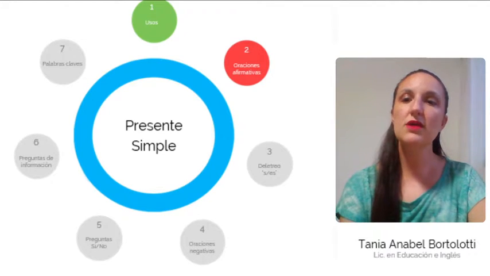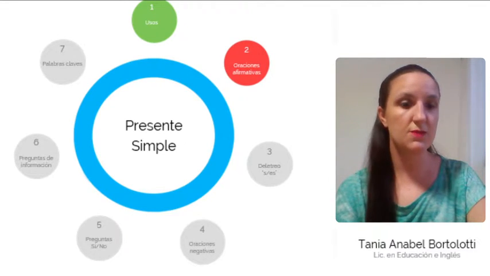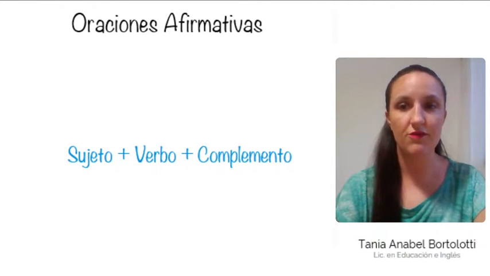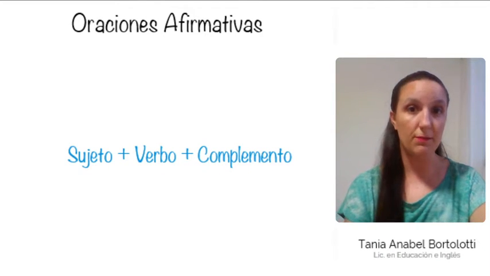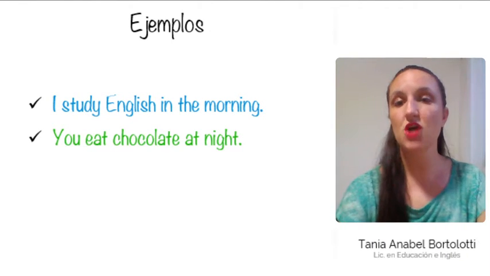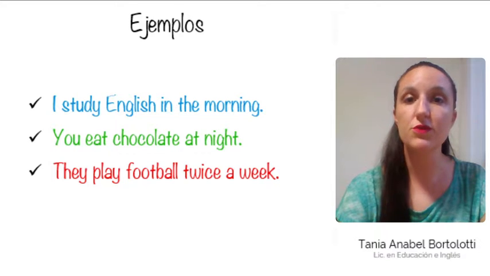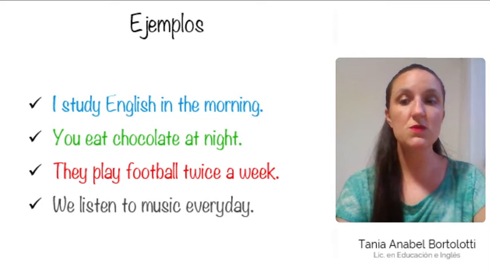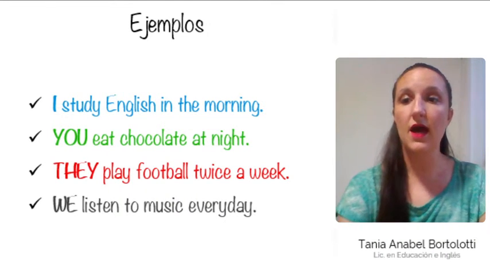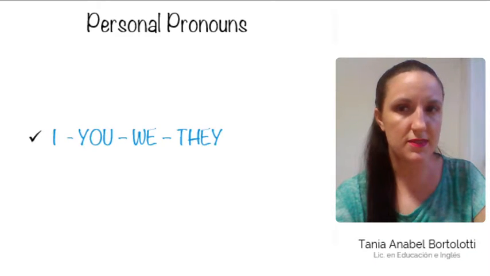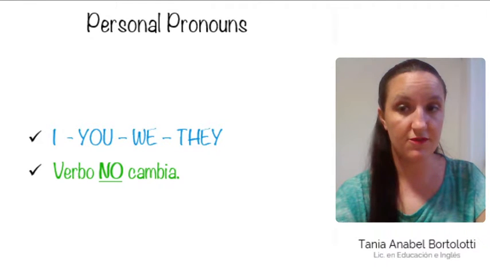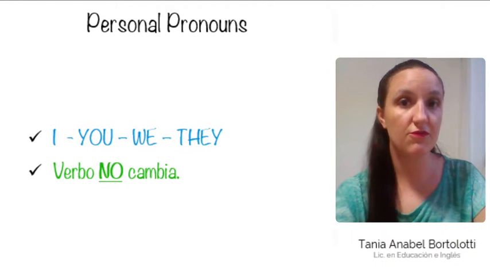Excellent. As regards affirmative sentences, here it's going to be interesting. Affirmative sentences have the basic structure of a subject, a verb, plus a complement. For example, I study English in the morning. You eat chocolate at night. They play football twice a week. We listen to music every day. We can see that with these personal pronouns, I, you, we, they, these four personal pronouns do not change the verb. We use the verb in the infinitive form.